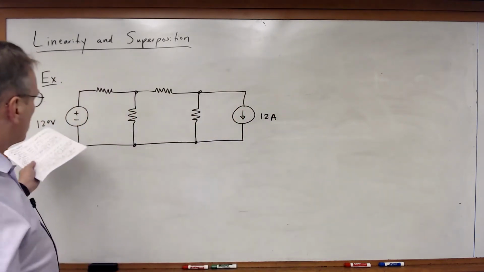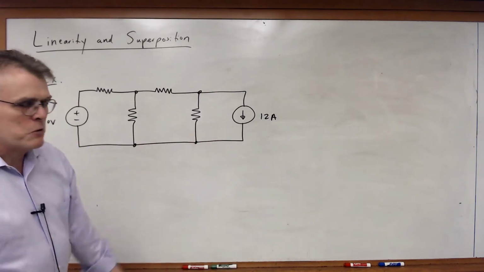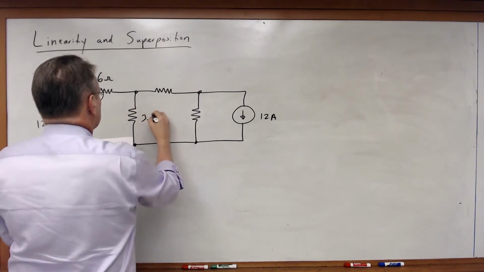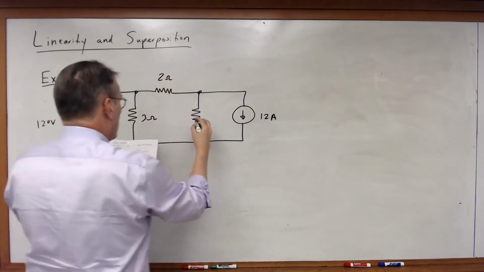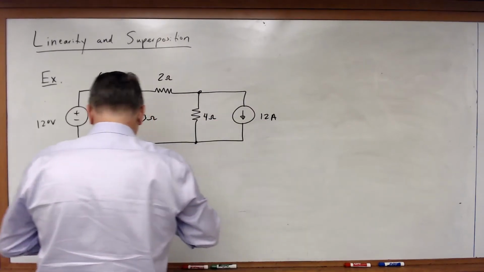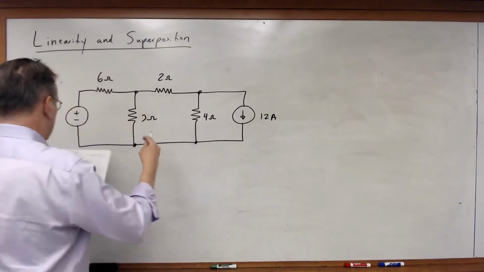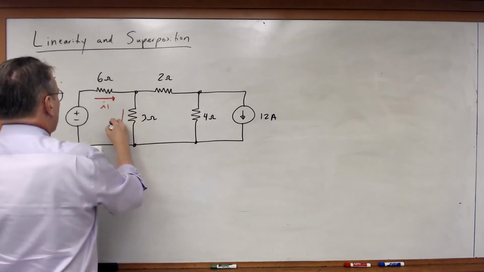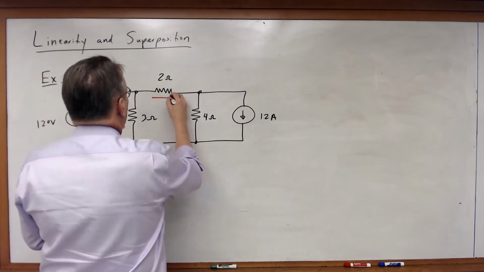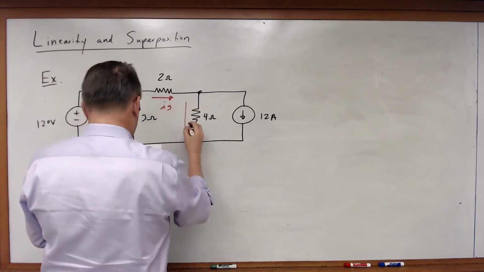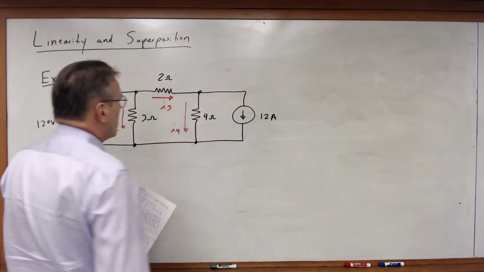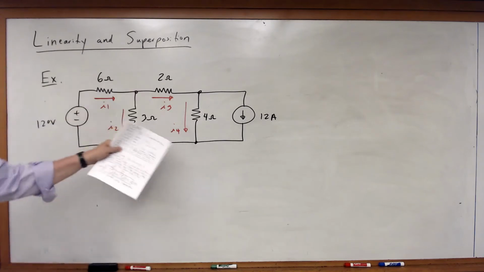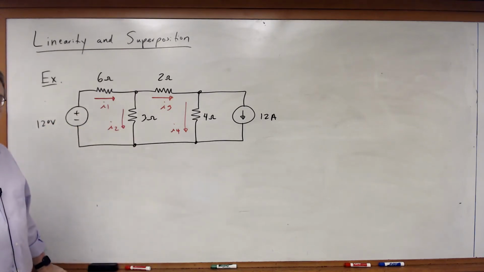So I have two independent sources, a 120 volt source and a 12 amp source in this circuit. I've got the following resistors: 6 ohms, 3 ohms, 2 ohms, and 4 ohms. And let's define some currents: I1, I2, I3, and I4. What I want to do is find those currents by superposition.